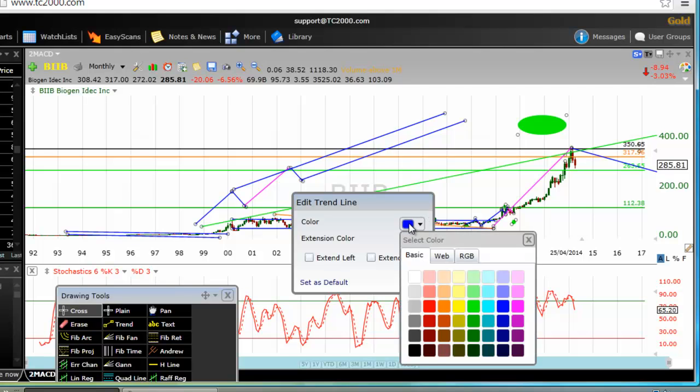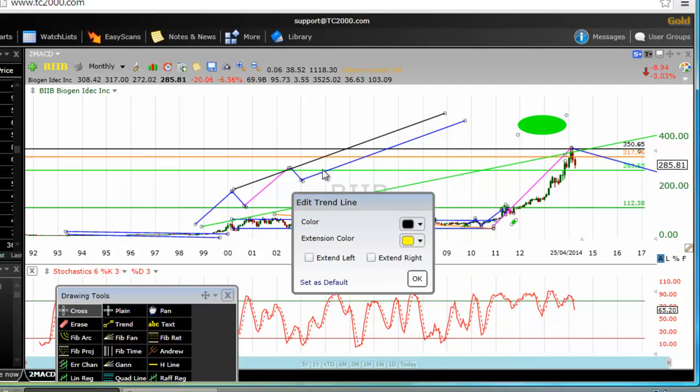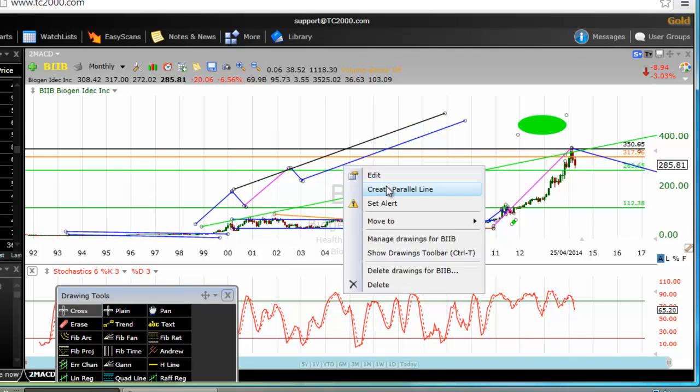So if I color it, I'm running out of colors. Some colors don't come out clear, and some traders will complain about that. Color it in black.